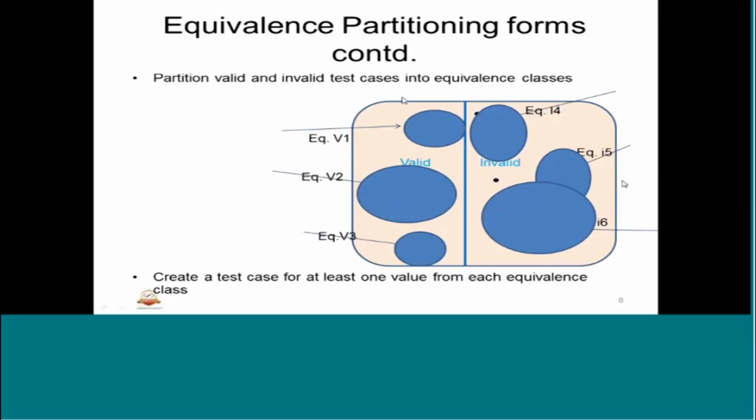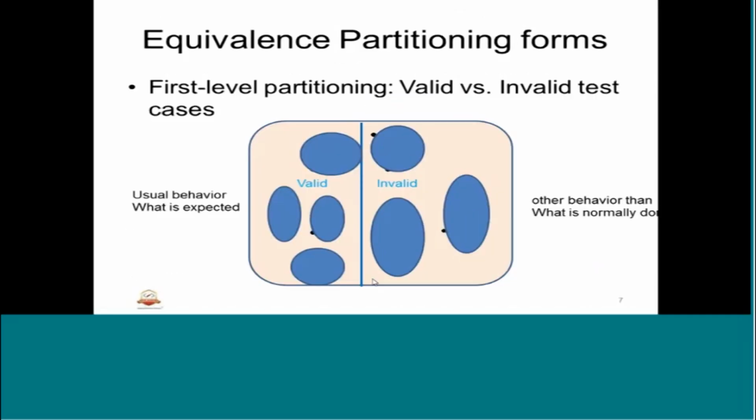So that's what is highlighted here. Partition value test case equivalence classes. Create a test case for at least one value from each equivalence class. That means we have 2, 3 probably. As I said, select an appropriate one which is good enough to be a representative for that particular valid or invalid class. So partition the valid and invalid test cases into equivalence classes first, then create a test case for at least one value from each equivalence class. That is what it means.